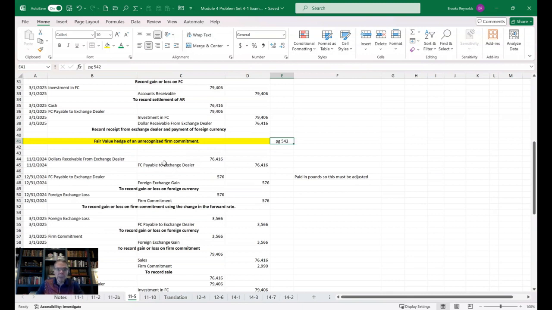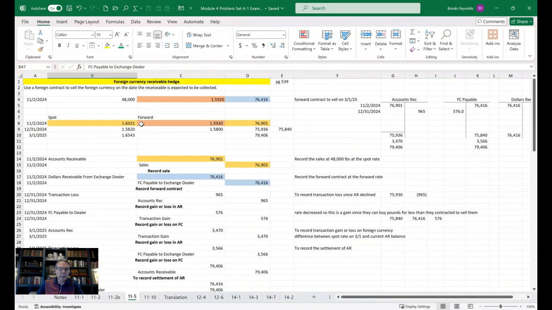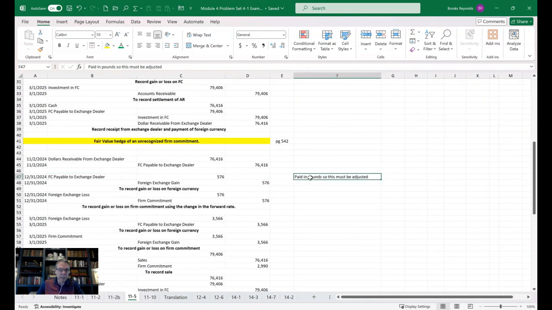So again, we go back to the dealer and they're going to give us 76,416 in dollars. And we're going to give them 48,000 pounds. All right. So at the end of the year, again, we have this 48,000 pounds that we have to adjust. All right. And so we do the same thing because the rate went down. We have to adjust the rate for the FC payable, just like we did in the previous example. Okay, pound and pound, so we have to be adjusted.